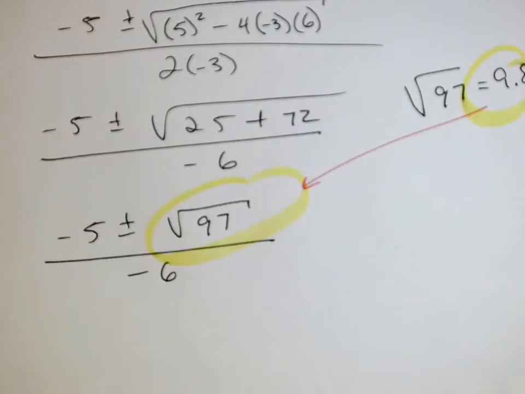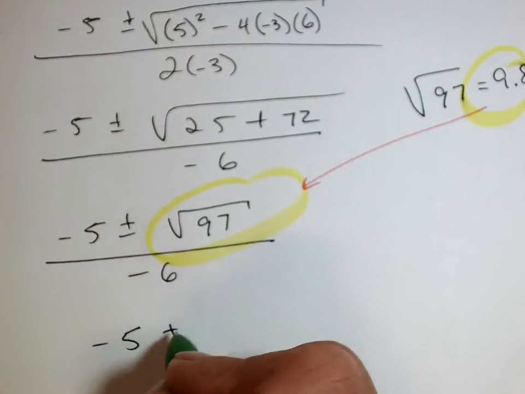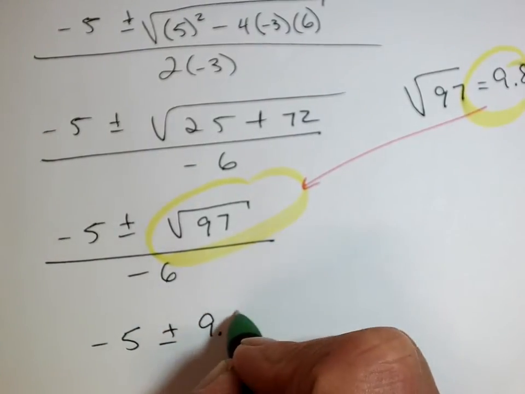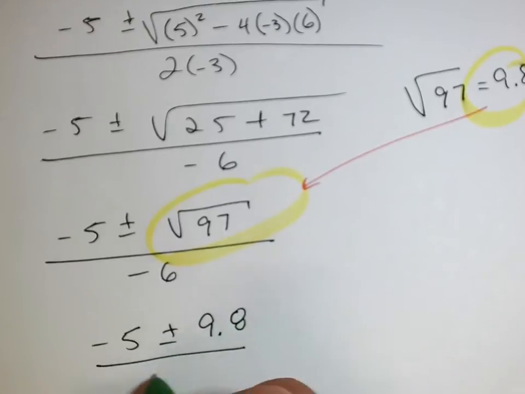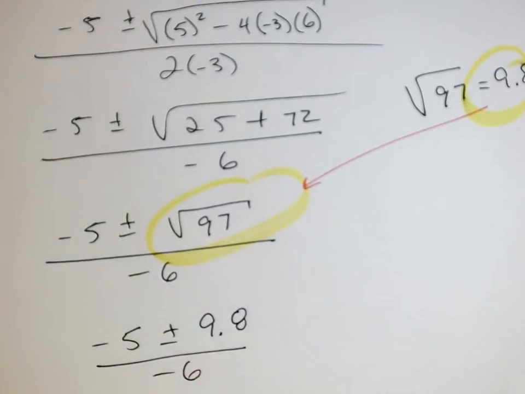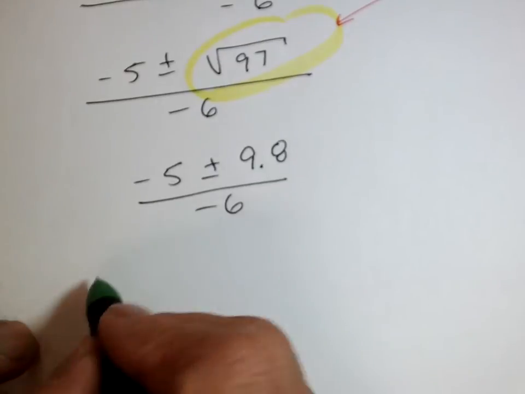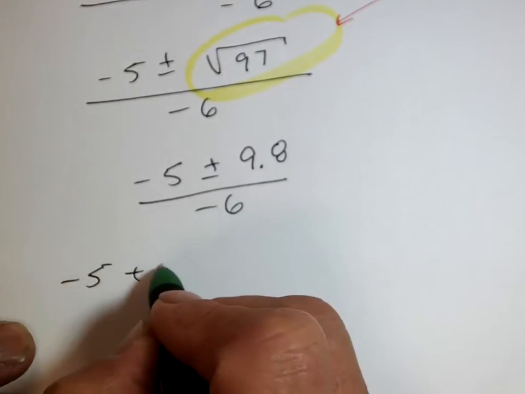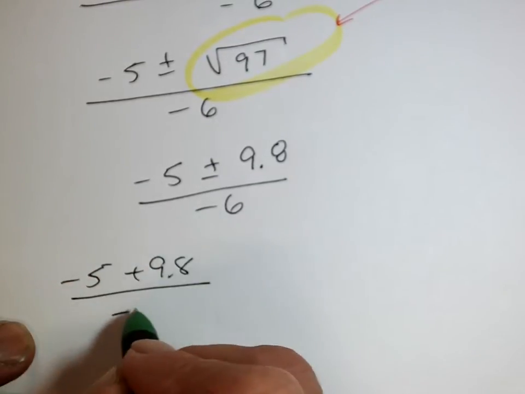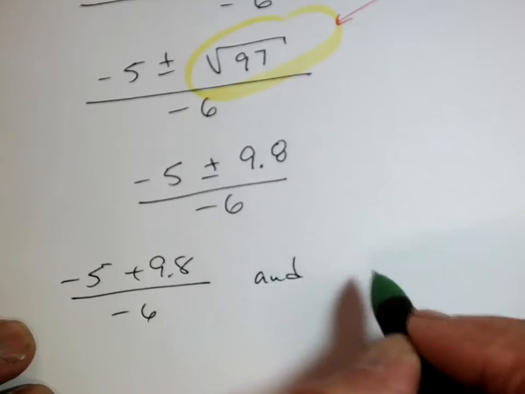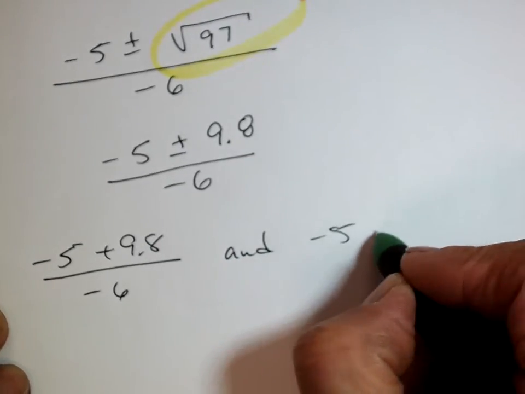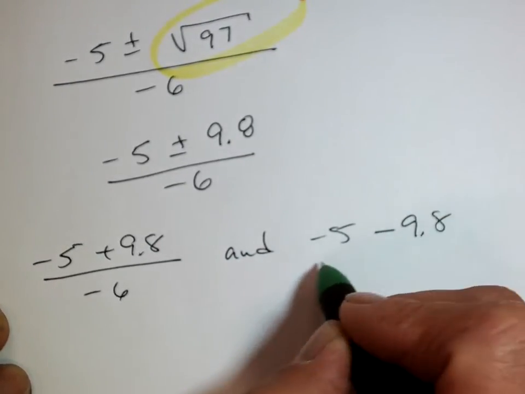So we're going to, okay, negative 5 plus or minus 9.8 over negative 6. Now I need 2 answers. The answers are there. Now it's just a matter of doing math. Just plain old add, subtract, divide, right? So my 2 answers, you ready? I'm going to have a negative 5 plus 9.8 divided by negative 6, and I'll have a negative 5 minus 9.8 divided by negative 6.